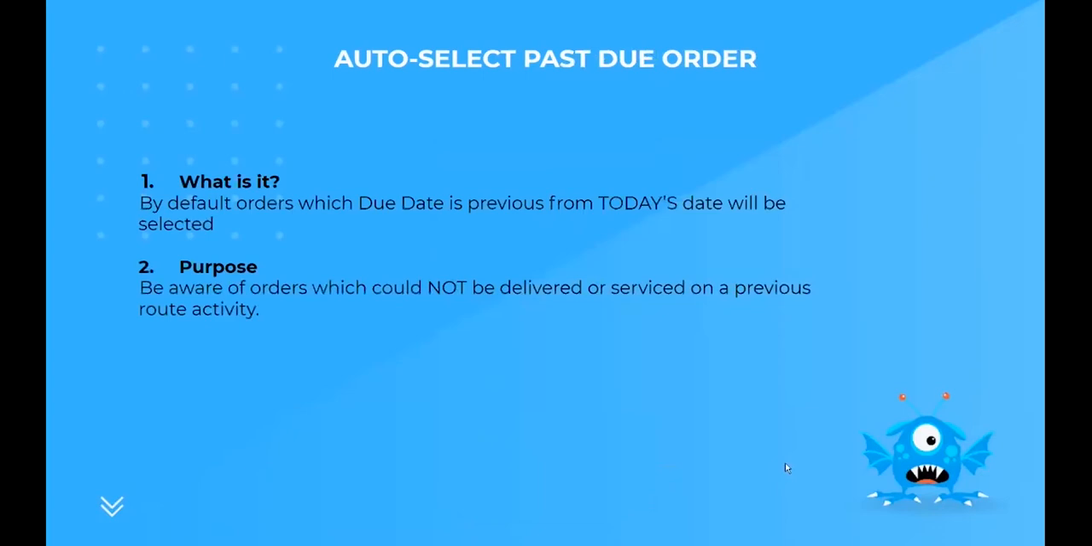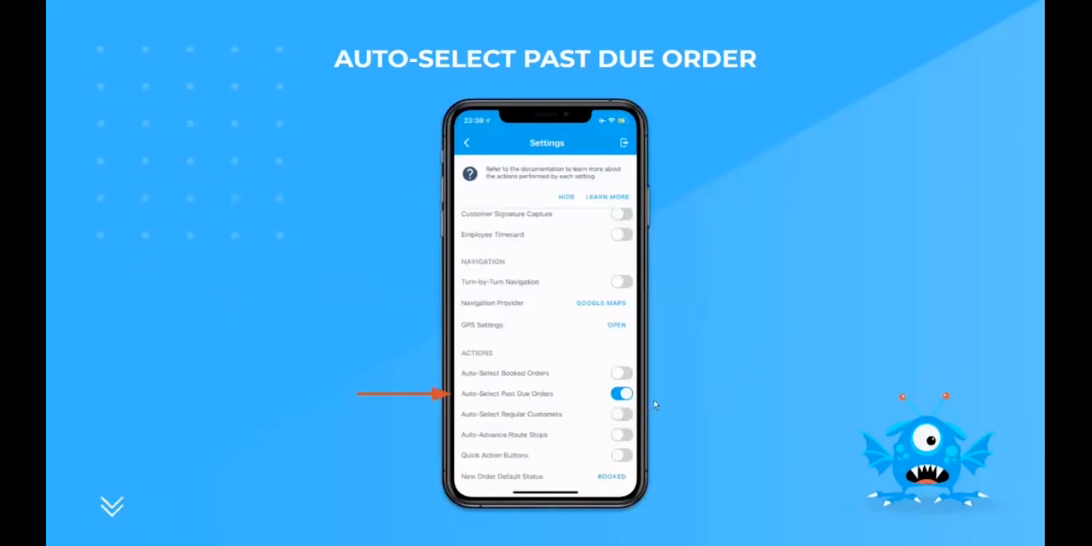Let's go to auto select past due order. By default, orders which due date is previous from today's date will be selected. If you have another one or more recent invoices, then the filter will select only one invoice. This is used for orders which could not be serviced on time or on a previous route activity. As you can see, it's our second filter for action settings.